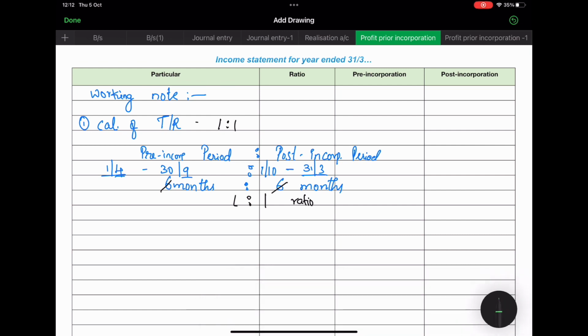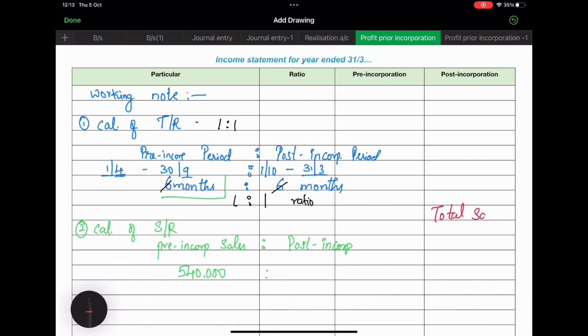Next, second point, calculation of sales ratio. Only 2 ratios we have to identify, isn't it? So calculation of sales ratio, same as above: pre-incorporation sales value is to post-incorporation sales value. In the question they have clearly mentioned how much sales there were for the first 6 months, 5,40,000. First 6 months means it is fully related to pre-incorporation. So 5,40,000 is related to pre-incorporation. Next, in the question, they have given total sales, 12 lakh.